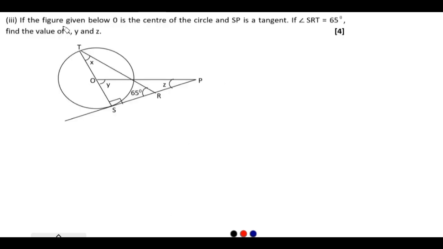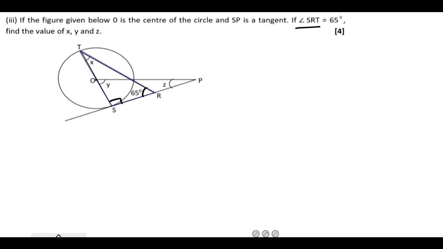Next question. In the figure given below, O is the center of the circle and SP is the tangent. Angle SRT, this angle is 65 degrees. Find the value of x, y and z. This is a 90 degree angle between the tangent and the chord passing through the center. Now look at the triangle SRT.